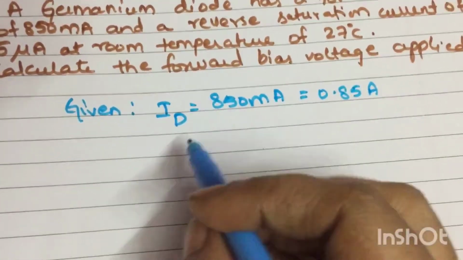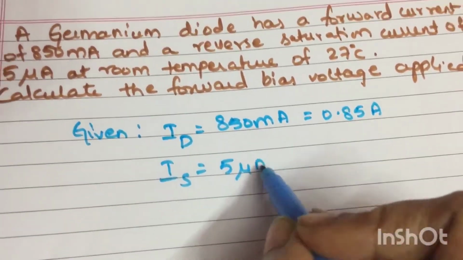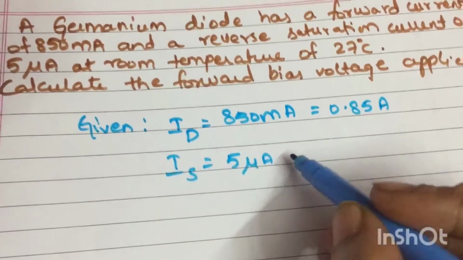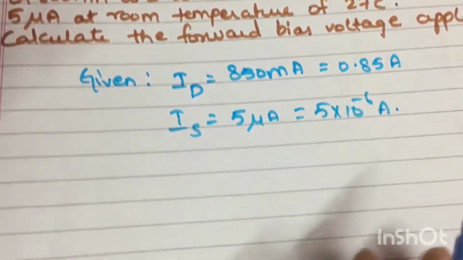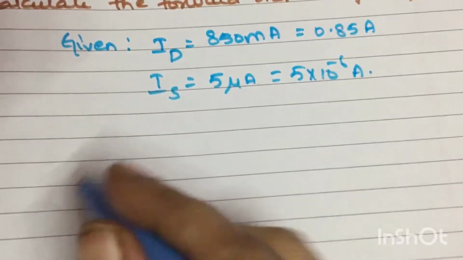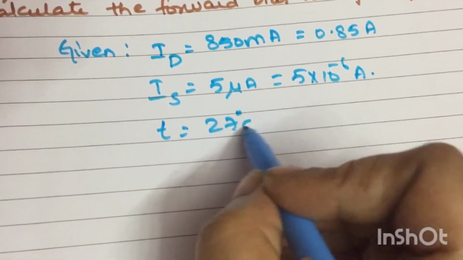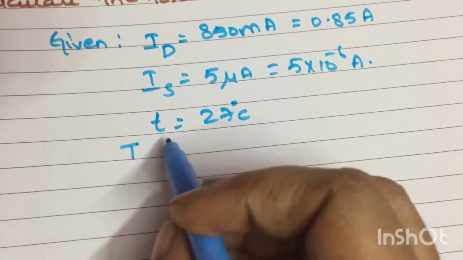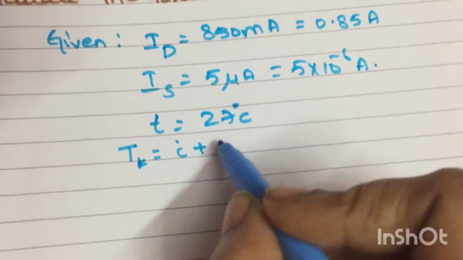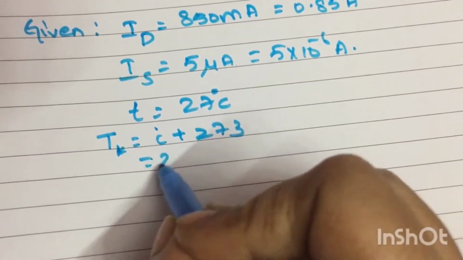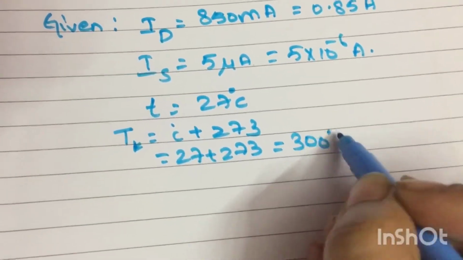Next, reverse saturation current IS is equal to 5 microamps. So 5 into 10 power minus 6 amps. Alright. And next he gave temperature. So temperature he gave us 27 degrees centigrade. Converting it into Kelvin, Tk is nothing but centigrade degree plus 273. So 27 plus 273 is equal to 300 Kelvin.